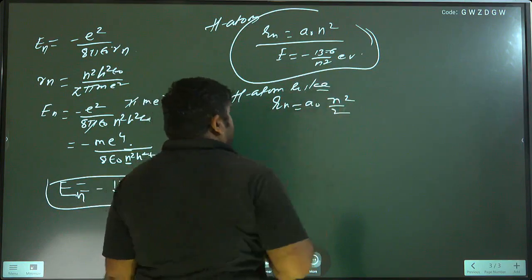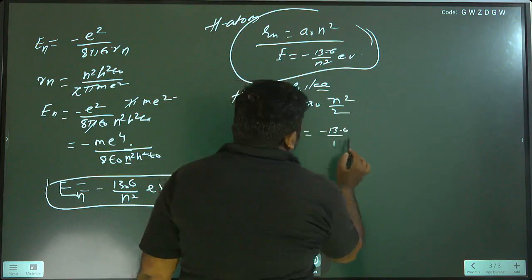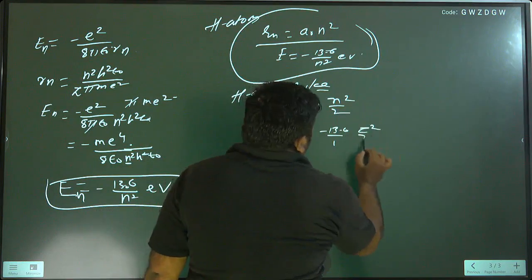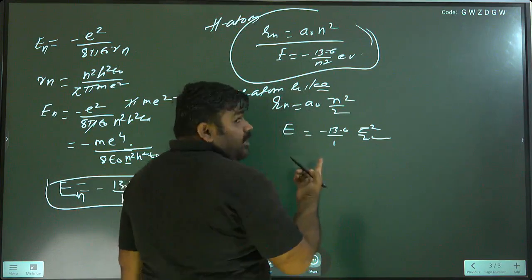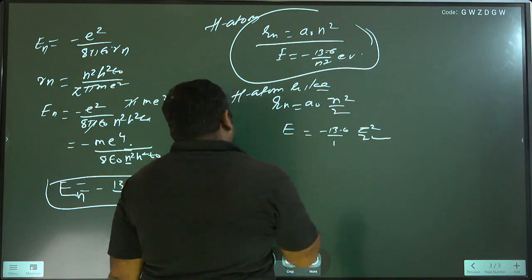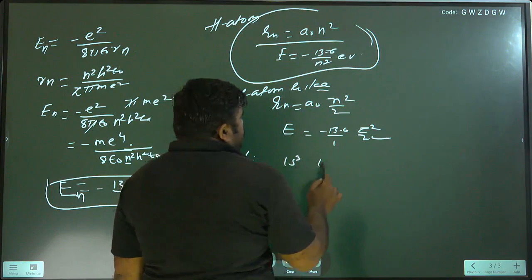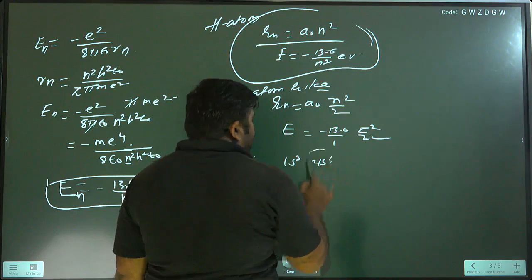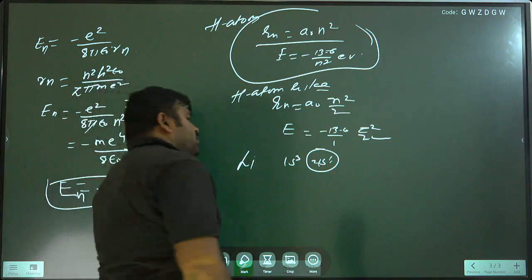For hydrogen-like atoms, the energy is equal to minus 13.6 into Z square upon n square electron volt. This is again for a hydrogen-like atom. Hydrogen-like atom means, suppose, lithium. The lithium configuration is 1s2, 2s1. How many electrons are in the outer shell? It is 1 electron. Okay, so this is the hydrogen-like atom.